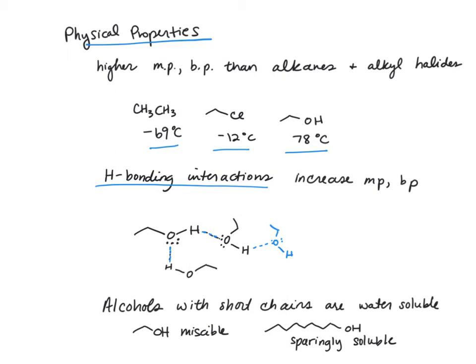The highest concentration that you can buy is Everclear, which is 95% ethanol, and you can't get higher than that without doing some fancy things in the lab. When you increase that alkyl chain length, then the solubility of that alcohol in water is, not surprisingly, sparingly soluble in water.